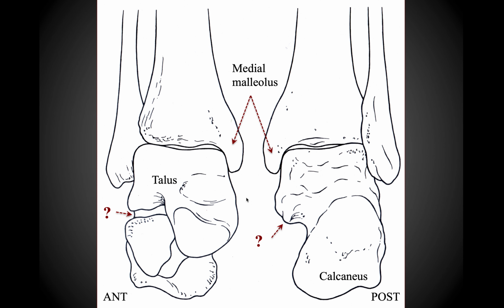All right, so looking at an anterior and posterior view here of the ankle joint, you can see again the tibia sitting on top of the talus, and then over here on a posterior view, you can appreciate the calcaneus and the talus, and then note the sustentaculum tali in these views as well.